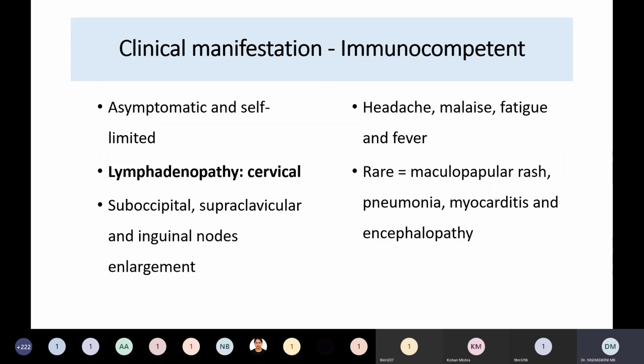Coming further, if it's an immunocompetent individual, usually it will be asymptomatic and they will always self-limit. The commonest presentation would be lymphadenopathy. Mostly the cervical lymph nodes are involved. Along with that, even suboccipital, supraclavicular and inguinal lymph node enlargement can happen. Other symptoms like headache, malaise, fatigue, and fever can happen. Other rare symptoms like maculopapular rashes, pneumonia, myocarditis, and encephalopathy can develop.